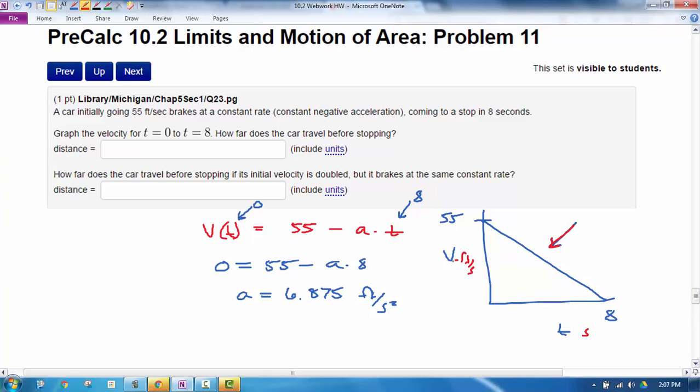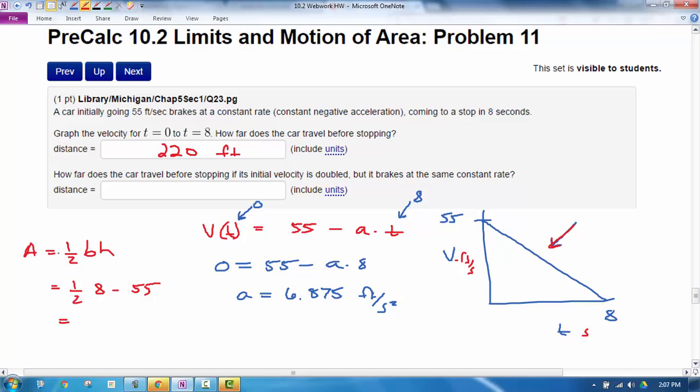Okay, so we've graphed now the velocity function from 0 to 8 seconds. And what it asks for is the distance covered from 0 to 8 seconds. The distance covered is the area underneath this curve right here. If you look at the units, feet per second times seconds gives you feet. So we need to find the area underneath that curve. It's a triangle, so 1/2 base times height works fine. 1/2 base is 8, and the height is 55. That gives you your answer of 220, and it does say include units, so be careful about that. The units in this case would be feet.